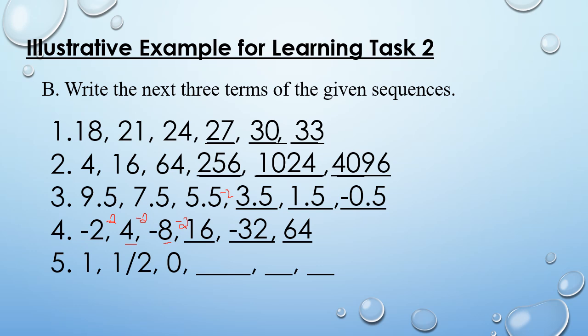Okay, next, number 5. 1, 1/2, 0. What's next? Okay, so that's 1 minus 1/2 is 1/2. 1/2 minus 1/2 is 0. 0 minus 1/2 is negative 1/2. And so on. Okay, so negative 1/2, negative 1, negative 3 halves. Okay, next.